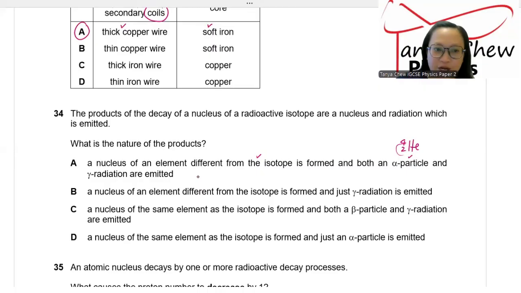Gamma, okay, this is about gamma radiation. This sounds correct. Yes, A is the answer. But let us look at B.